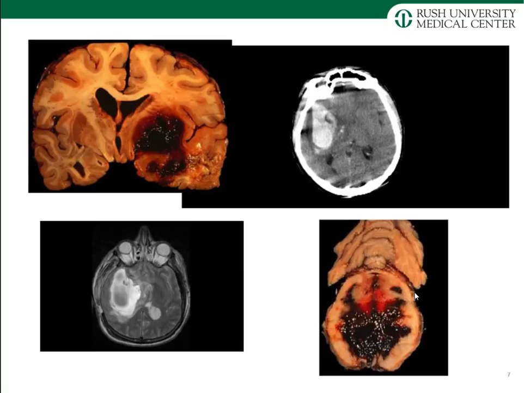Here are some more pictures of intraparenchymal hemorrhages. On the upper left and bottom right, you can see the path pictures. Again, this is another coronal cut on the upper left, and in the bottom right, we have a hemorrhage within the pons. So the brain stem is not protected from these. You can have a bleed anywhere within the central nervous system.